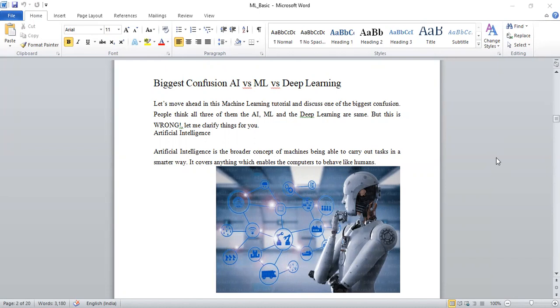AI, ML, and deep learning are not the same. What is artificial intelligence? Artificial intelligence is the broader concept of machines being able to carry out tasks in a smarter way. It covers anything which enables computers to behave like humans.